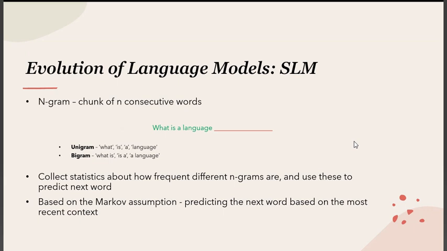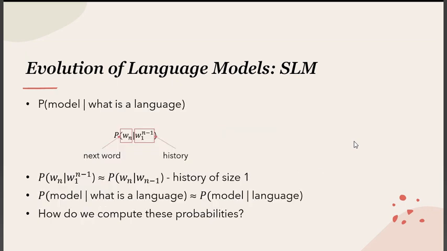How this language model works is that they collect statistics about how frequently different n-grams, in our case bigrams, occur and use them to predict what the next word would be. This is completely based on Markov's assumption, which is predicting the next word based on the most recent occurrence of context. So let's go a little bit deeper.